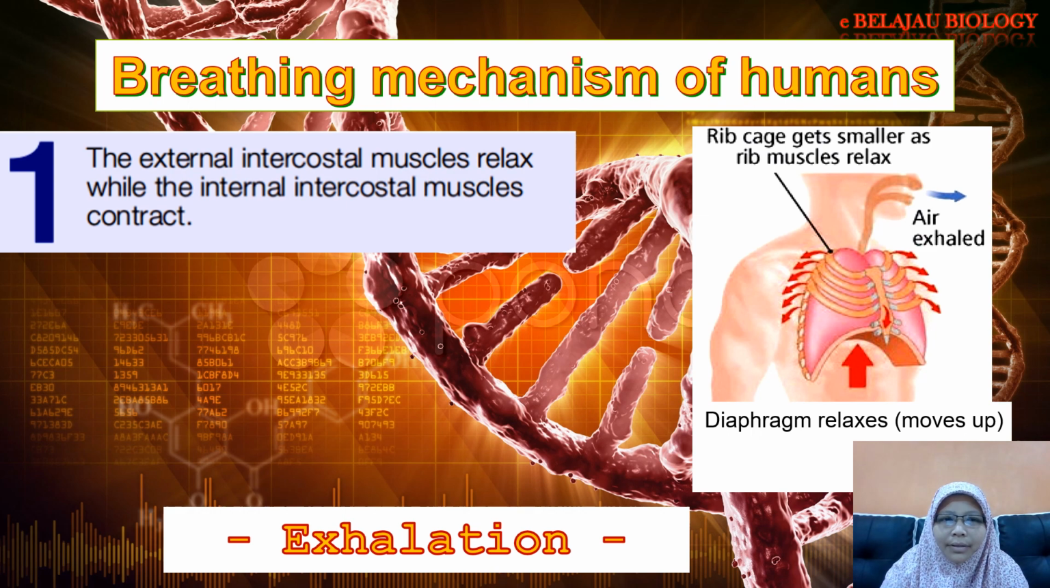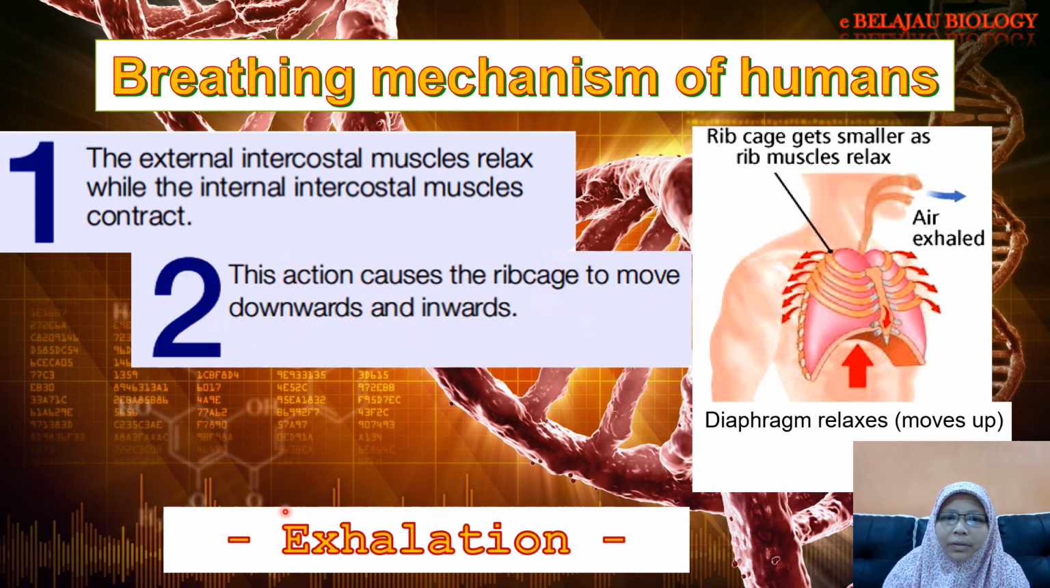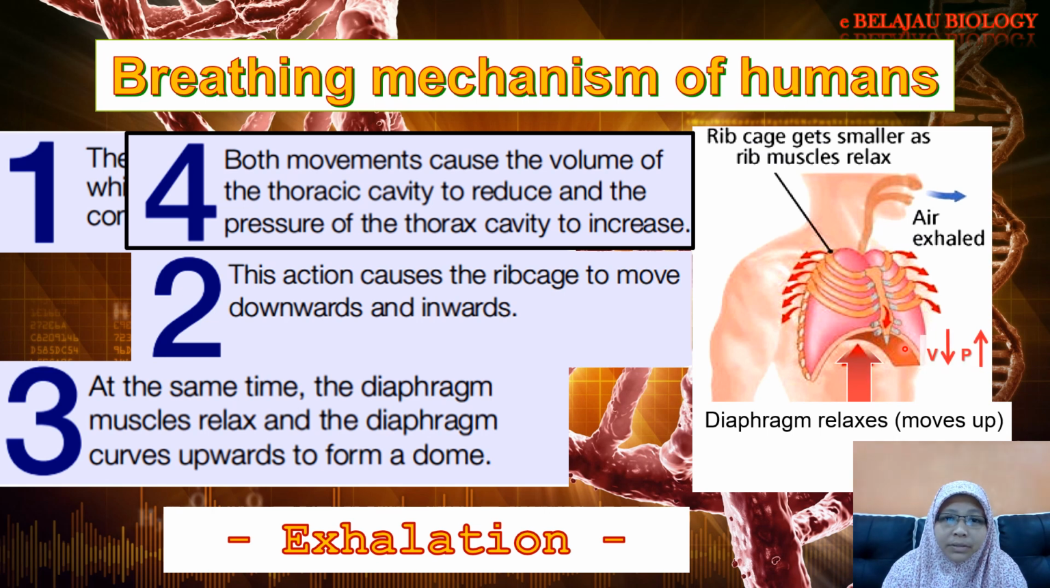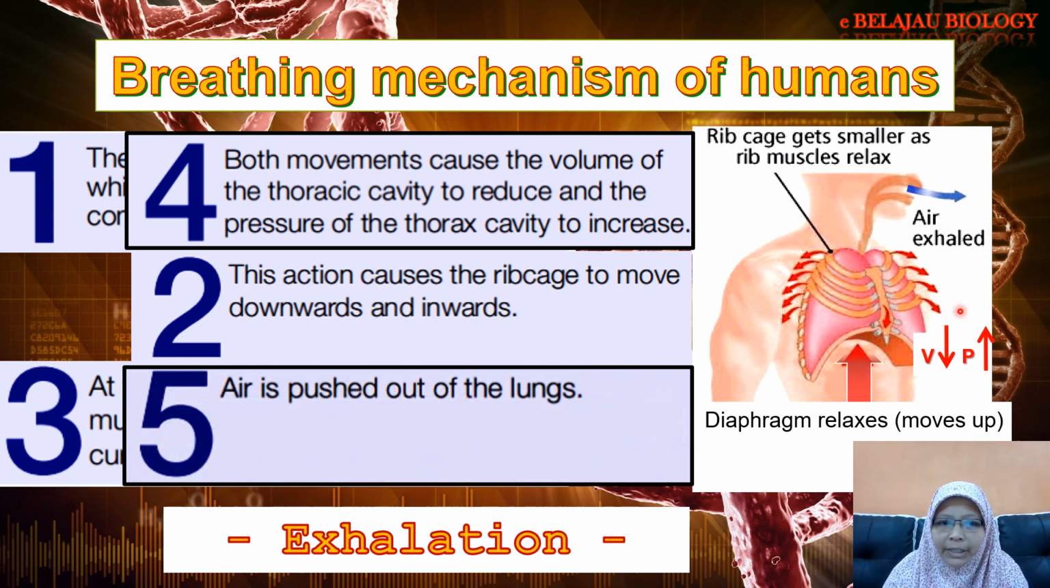During exhalation, the external intercostal muscles relax while the internal intercostal muscles contract. This action causes the rib cage to move downwards and inwards. At the same time, the diaphragm muscles relax and the diaphragm curves upward to form a dome. Both movements cause the volume of the thoracic cavity to reduce and the pressure of the thorax cavity to increase. Finally, the air is pushed out of the lungs.